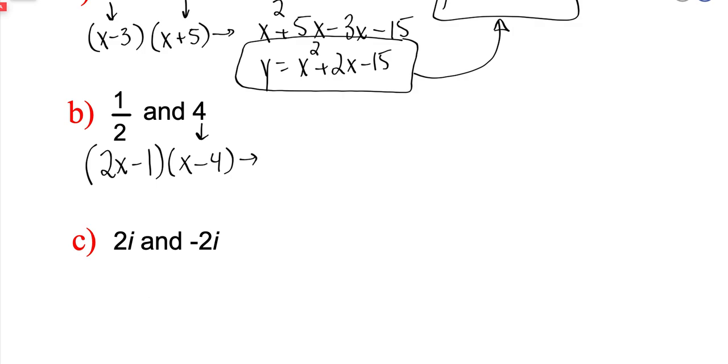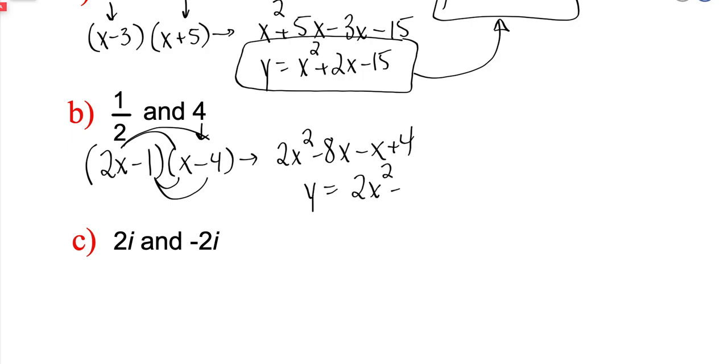Okay? If you didn't like this one, you could have also done x minus 1/2. You'd end up getting the same answers, but you'd end up getting common denominators and that kind of thing, which people don't like very much. Okay? So FOIL it out. So 2x times those, 2x squared minus 8x. Take that through, negative x plus 4. Simplify things down. So we're going to have y equals 2x squared minus 9x plus 4. That's the quadratic that has solutions of 1/2 and 4.